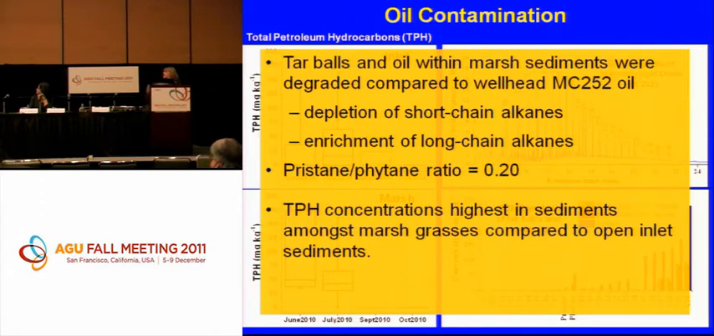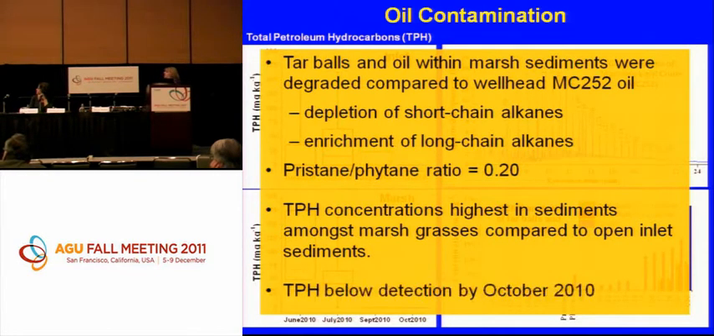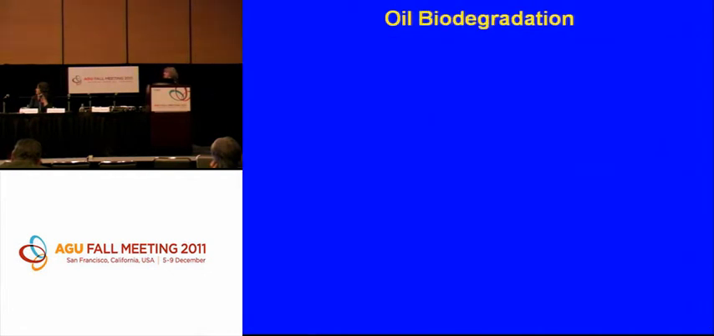The TPH concentrations were highest in the sediments amongst the grasses. Like I said before, the grasses were acting as a trap for this oil and allowing it to descend into the sediments. By October of 2010, the TPH concentrations were below detection, and just as an aside, we measured the TPH in this past June of 2011, and we did not detect any TPH at that point.